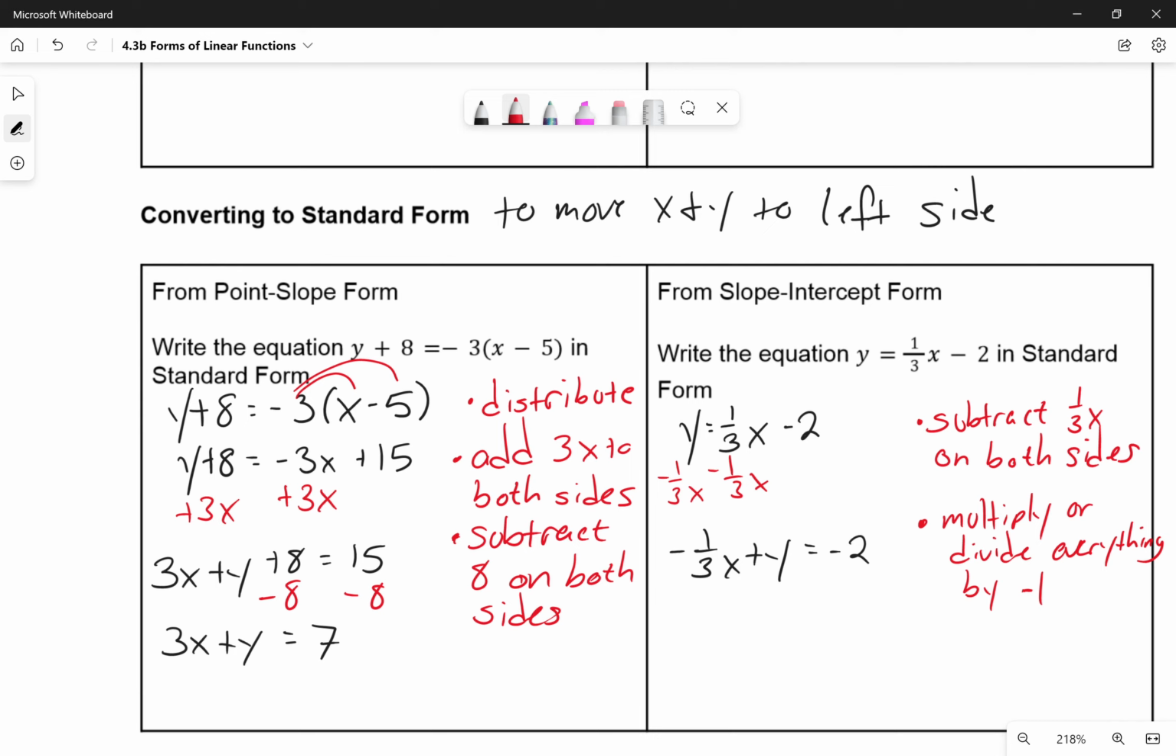In my case, I prefer to divide things by negative 1. It just looks nicer when we're doing the math. So we're going to be left with 1/3 x minus y equals 2. And that is the process of going from slope-intercept form to standard form. Trust the algebra, and remember, what are you solving for? What are you looking for? Once you have that, you will be very successful in this.